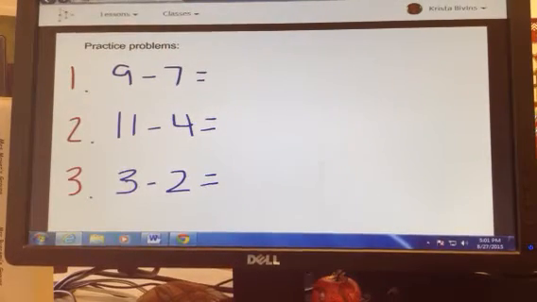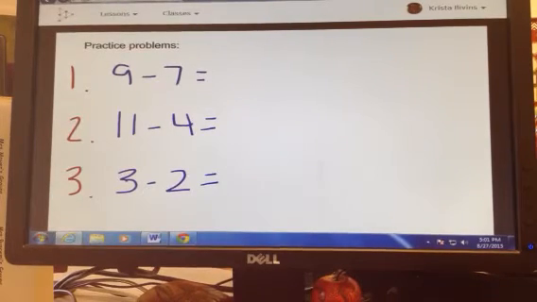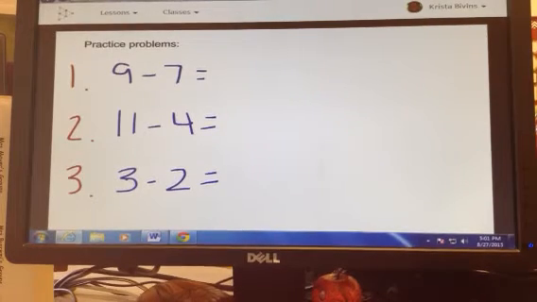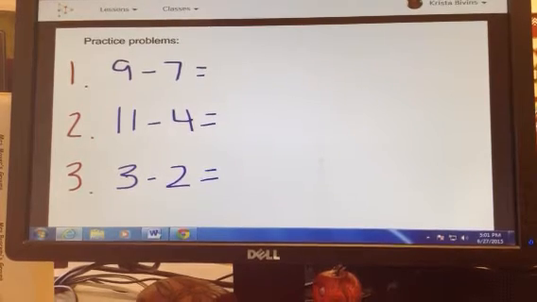Here are your practice problems. Remember that I just need you to show your work, which these should not really have any work unless you would like to show me some counters or a number line, and then show me your answer. And again, we will go over those in class.